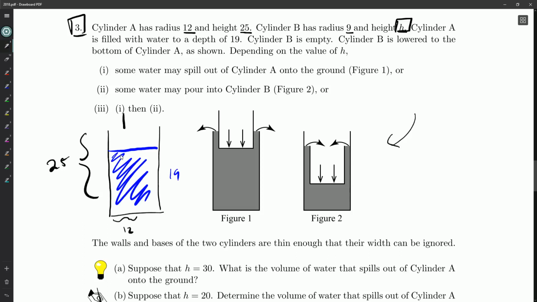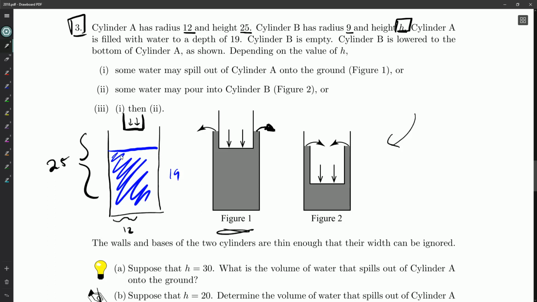So, an intermediate step would be here. We're starting the lowering process, and then water is getting pushed out. Looks like it's getting pushed out over the sides. If the water level rises above 25 because the volume of cylinder B is displacing it, then water should be flowing out. Depending on the value of H, we have some possibilities. Some water may spill out of cylinder A onto the ground. That's figure 1. Some water might pour into cylinder B, figure 2.